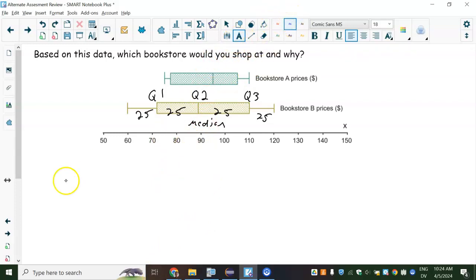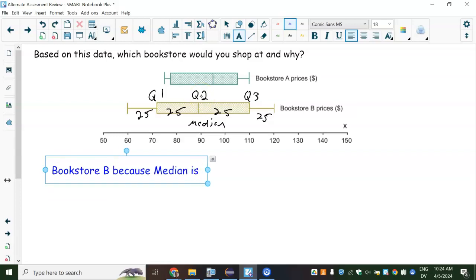Okay, and the answer to this question is there really isn't a right answer, right? If you look, I would probably lean towards bookstore B because its median, which is one measure of average, is a little bit lower than bookstore A. So I'd probably go to bookstore B because median is lower. But there's no way to know for sure. There's probably some books that might be a little bit cheaper at bookstore A.